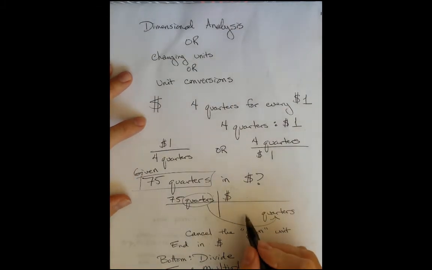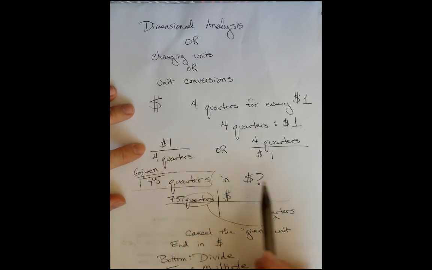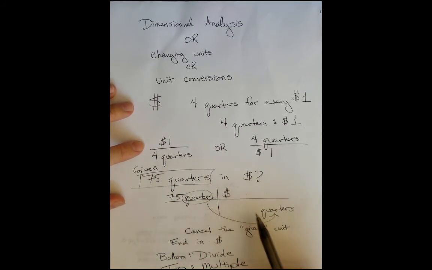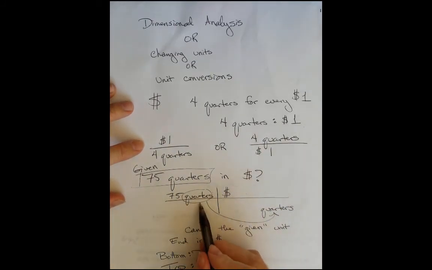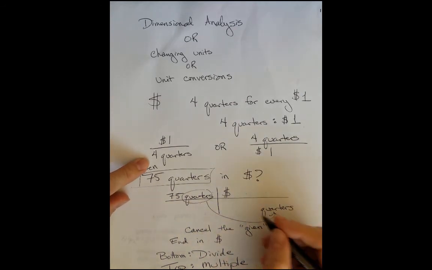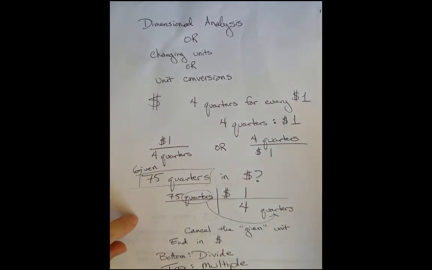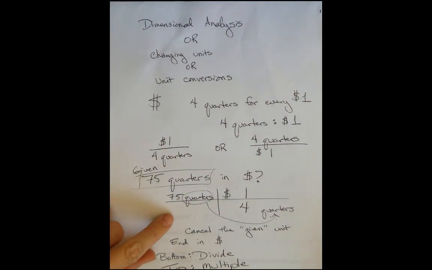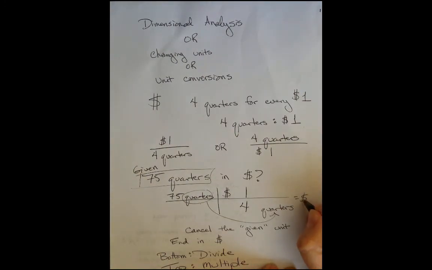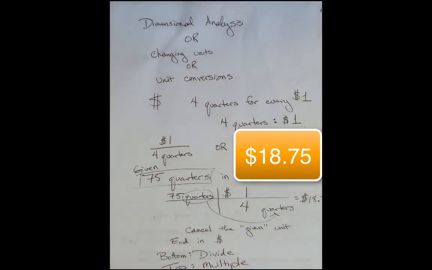So now I'm going to use one of my ratios, but you'll notice that I already have my units set up. The goal is to cancel the quarters and wind up with dollars. So I'm going to put the quarters on the bottom, so that's where my 4 goes, and 1 on the top. So then from there, I can plug this into my calculator or do a little bit of mental math and wind up with $18.75.